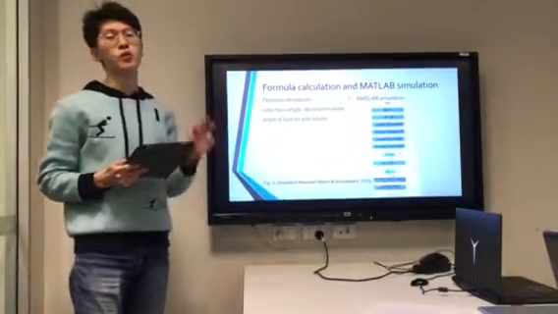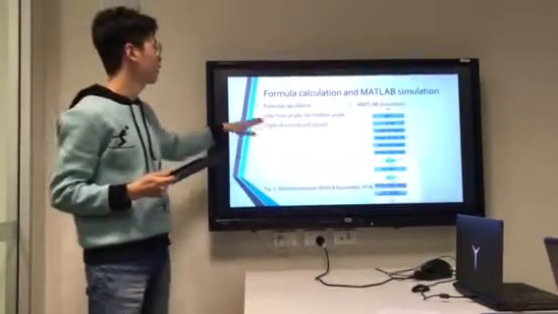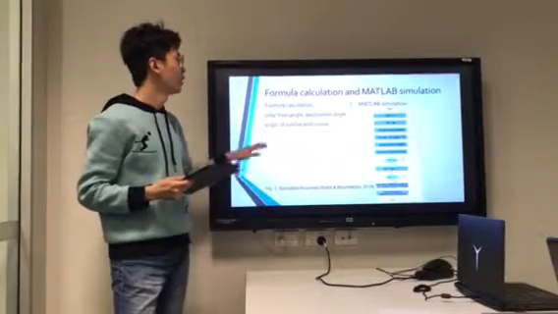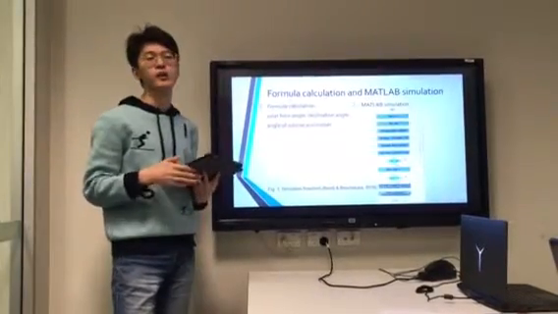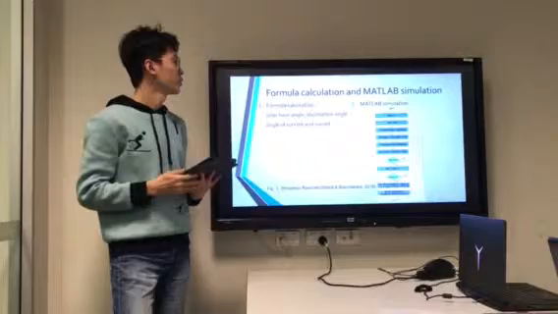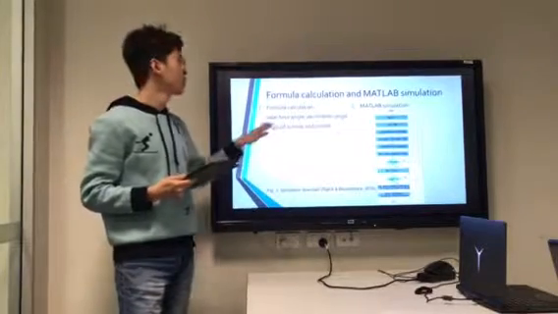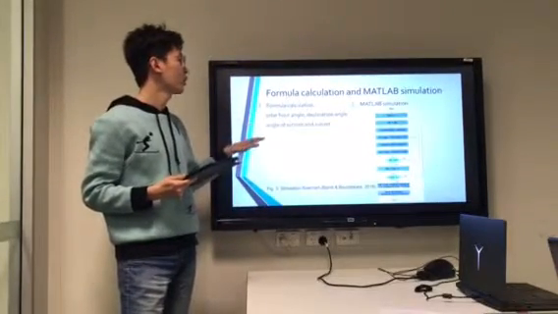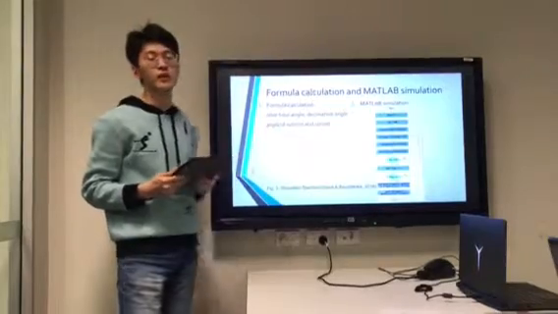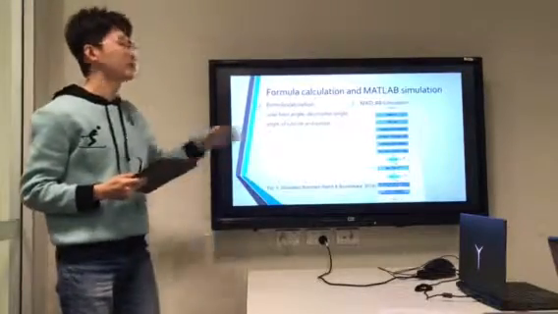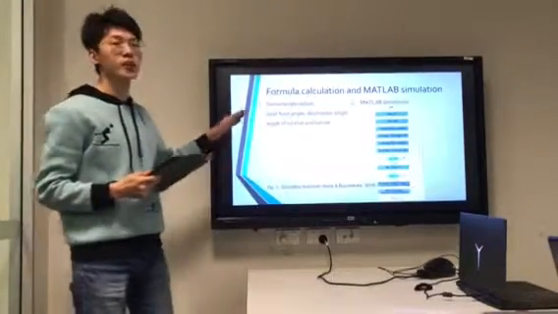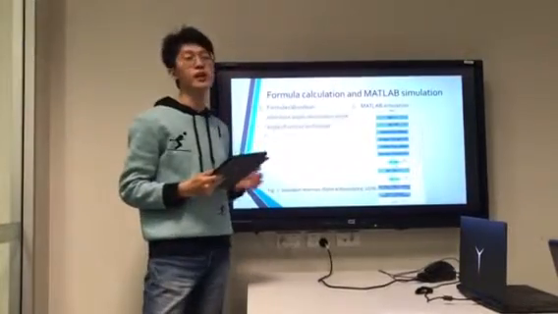The first method has two steps. The first step is formula calculation. The author or other people can calculate the solar hour angle or the angle of sunset and sunrise using several formulas, and then they put the formulas into the MATLAB simulation.